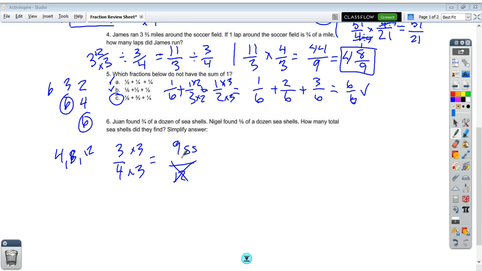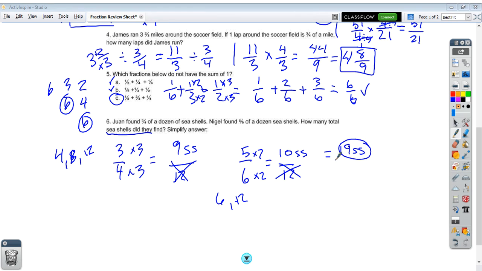But we don't really care about the dozen because the question just asked for seashells. Then Nigel found 5/6. Well, I go 6, 12. So I've got to do times 2. Times 2, times 2. And this gives me 10 out of 12. But again, it's 10 seashells out of the dozen. We don't care about that because we're asked for seashells. So I've got 9 seashells plus 10 seashells is equal to 19 seashells. You also could have ended up with 19 out of 12 if you did it as a fraction, but again, you don't need the 12 because it asks for seashells. But this would have been correct.